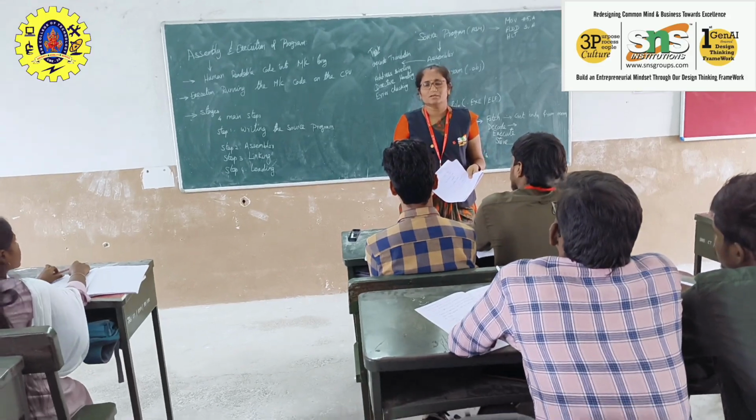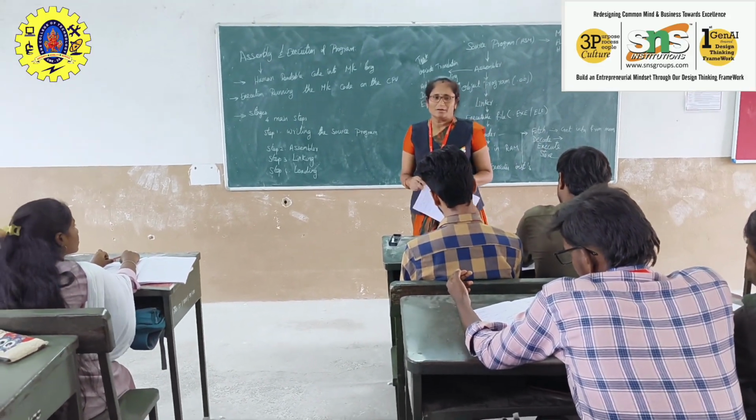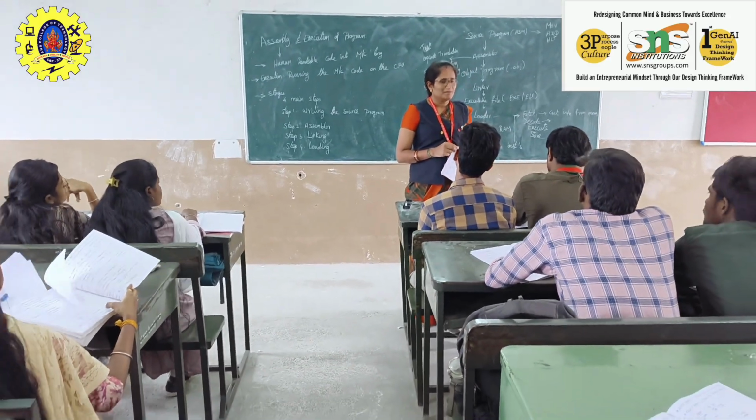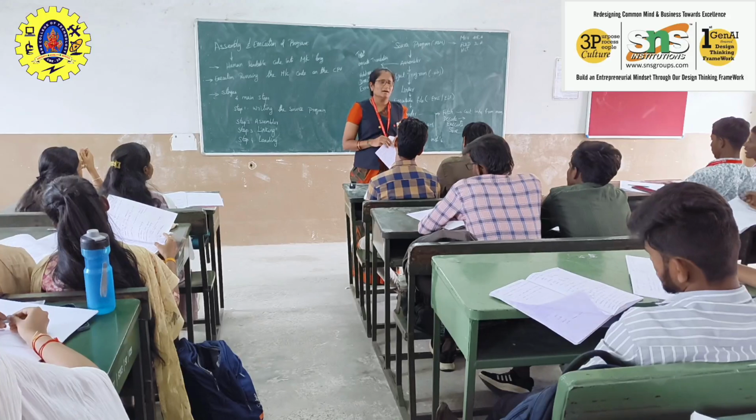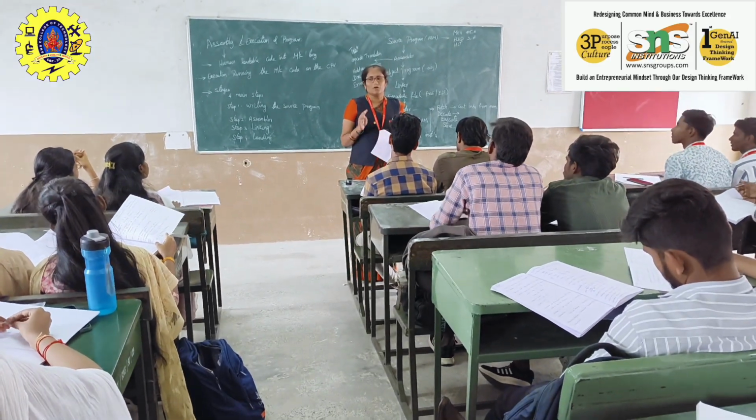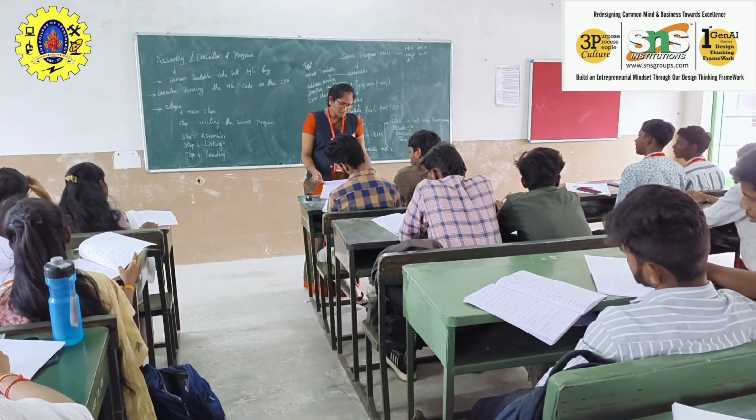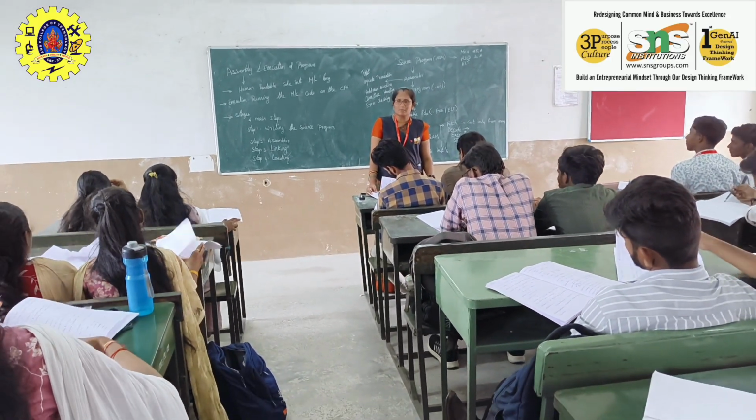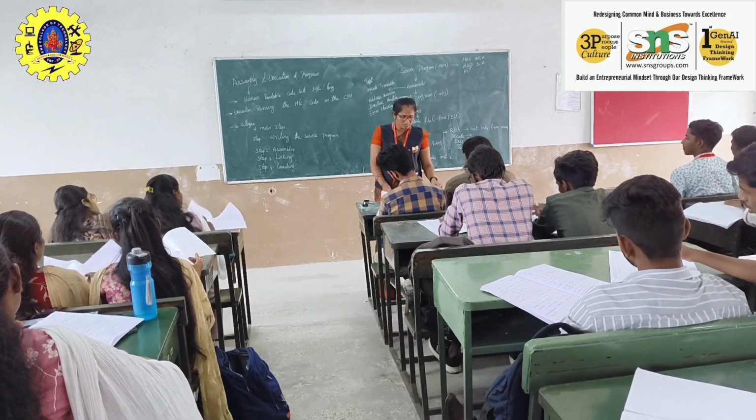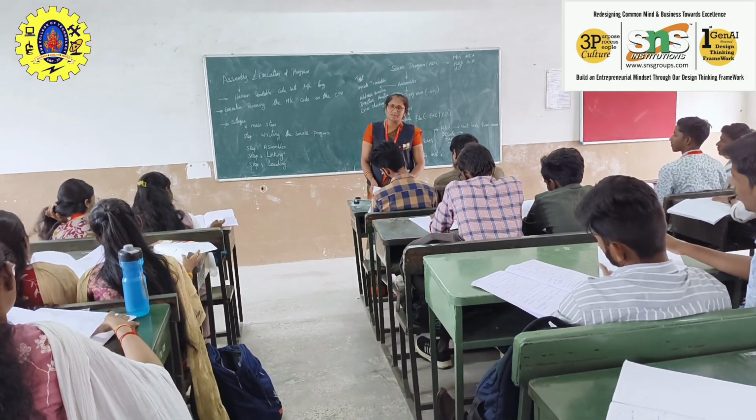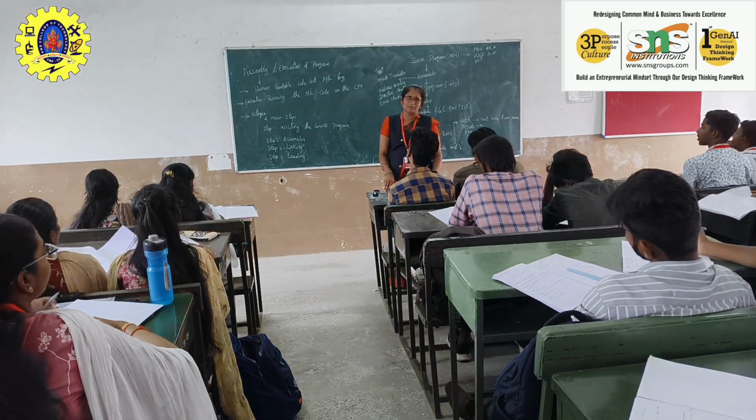Complete setup. Symbolic names and rules are called the assembly language. Under it we have discussed 3 topics. First one is assembler directives. Then next one is number notations. And the third one is the assembly and execution of a program.